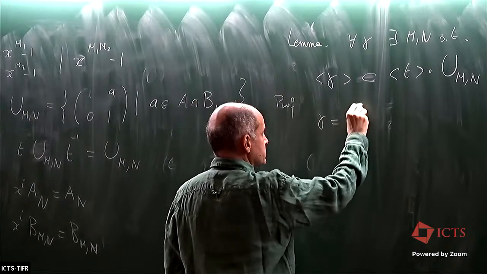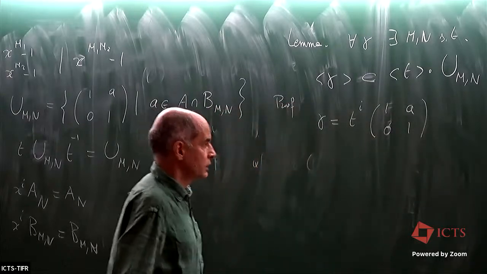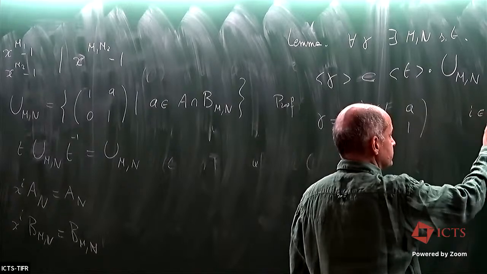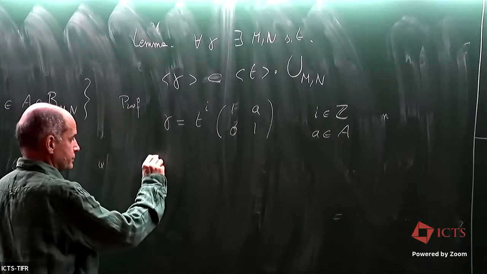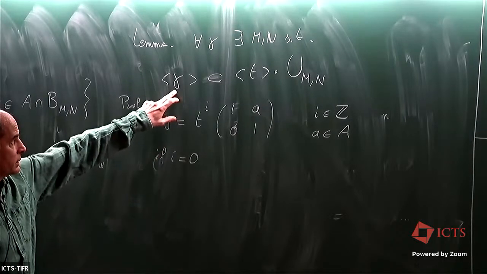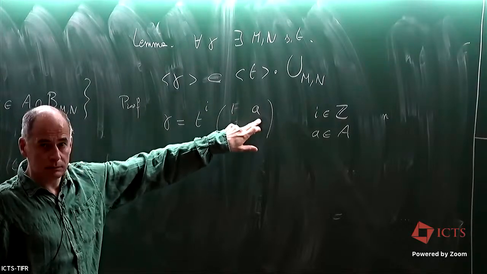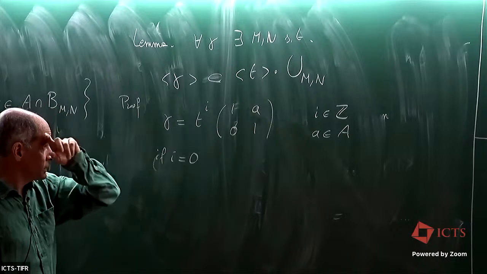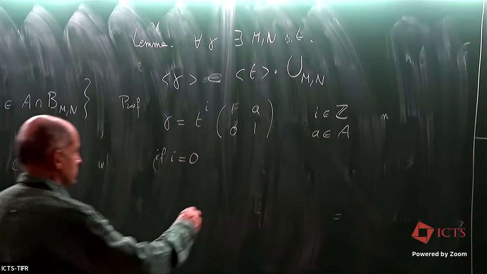We write gamma as T to the i times a matrix, where i is an integer and A is in the ring. Then if i equals zero, it's clear the subgroup generated by gamma is just elements of the form nA, where n is an integer. And as I said, all these sets, although they are not groups, are stable by multiplication by an integer. So that's easy.